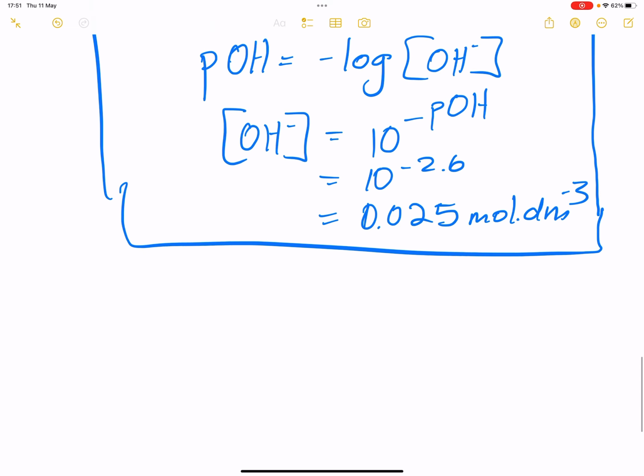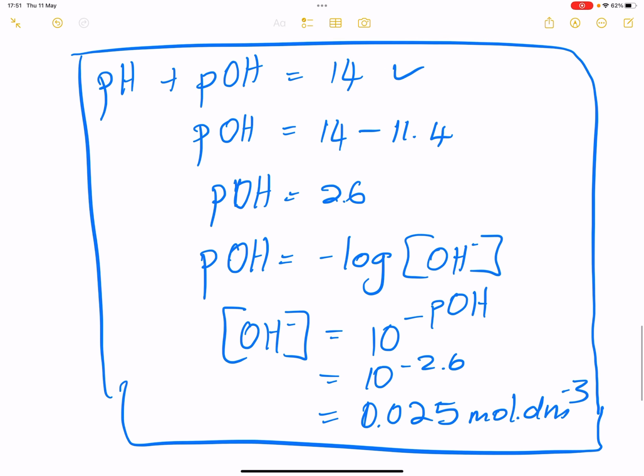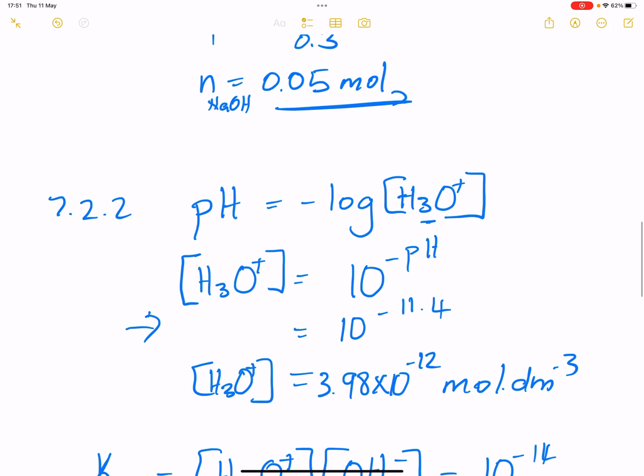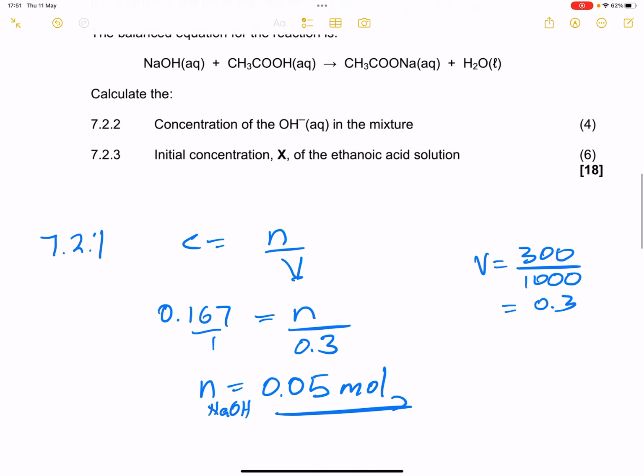Now, let's go on to the next question. I hope you understood this, ladies and gents. Let's go on to the next question. They say to us, calculate the initial concentration X of ethanoic acid.